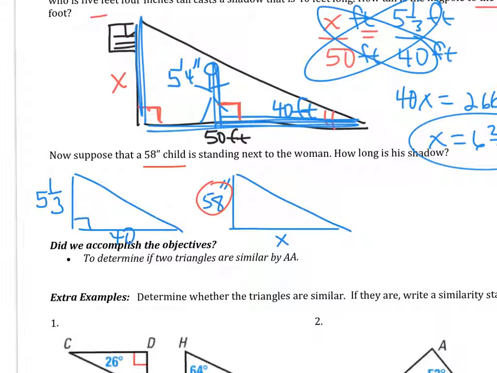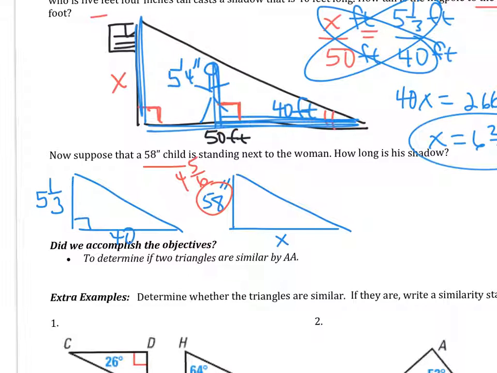We want feet, so we want a decimal, like we did before. What's a quick way to get 58 inches into feet? Divide by 12. So what's 58 divided by 12? It's not 4.5, it's 4.8. 4.83333, which is 4 and 5/6.